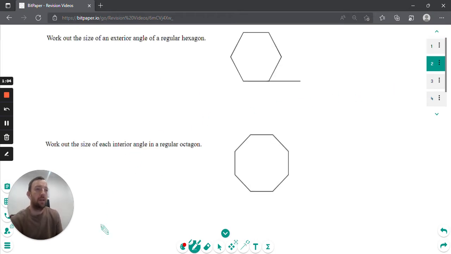Now, you can be asked a variety of different things on this topic, and it tends to be a question where you've not really got any numbers, but you've got to find a number. So I think that's where the difficulty comes in sometimes. So this one says, work out the size of an exterior angle of a regular hexagon. A hexagon is a six-sided shape.